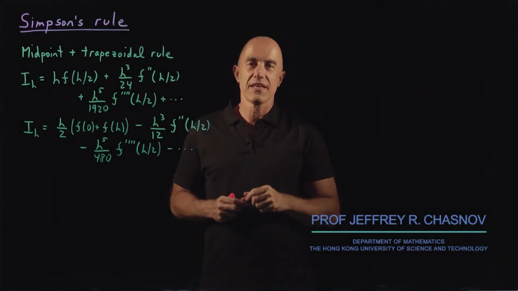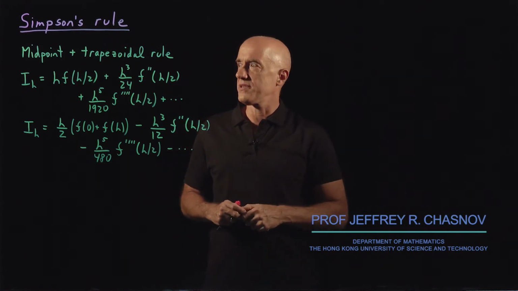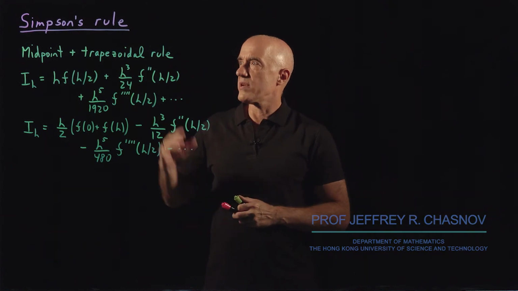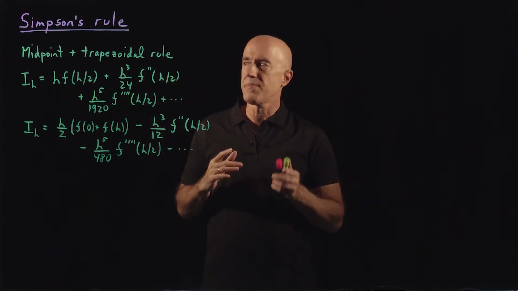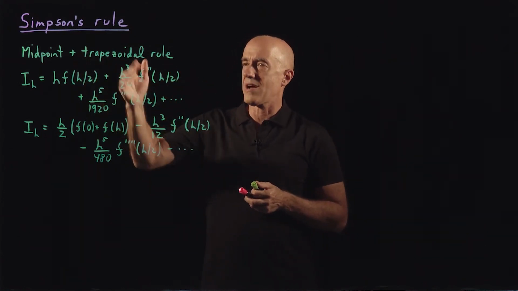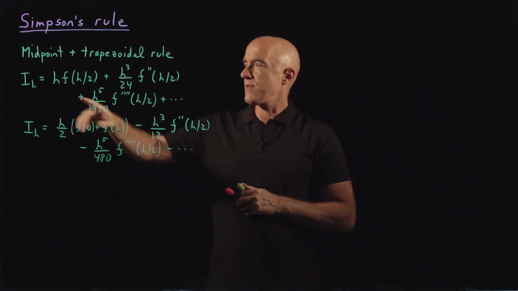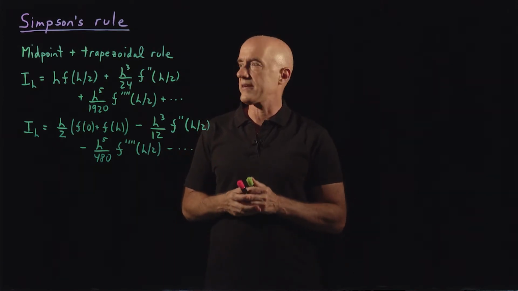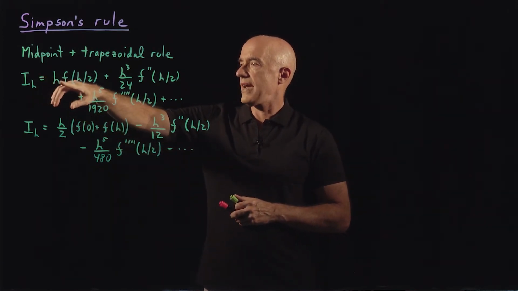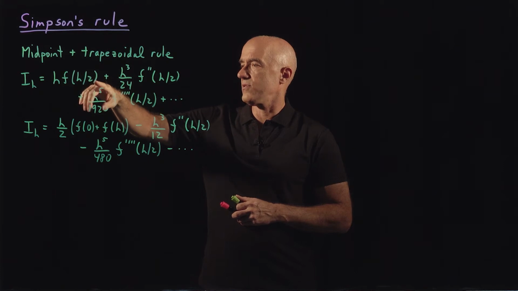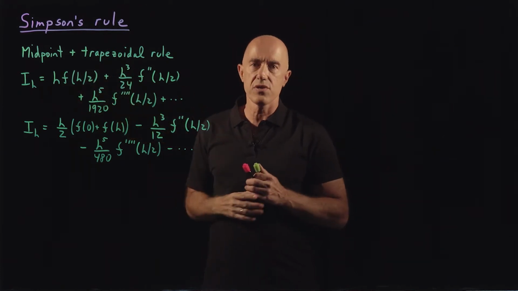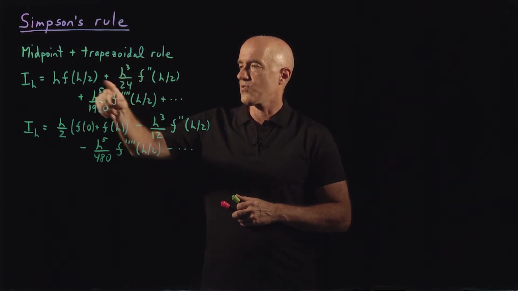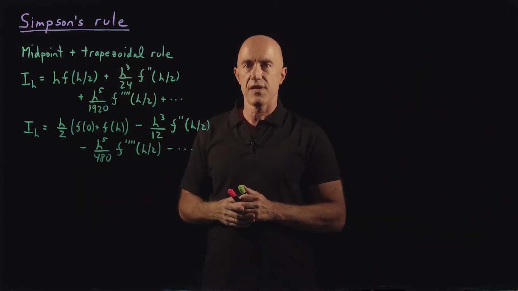So we're deriving elementary integration formulas. Next up is Simpson's rule. We can get Simpson's rule by combining our midpoint and trapezoidal rule. So remember, the midpoint rule for the integral from 0 to h of f of x dx was h times f of h over 2. And then we have these two error terms, one proportional to h cubed, and the next order is proportional to h to the fifth.